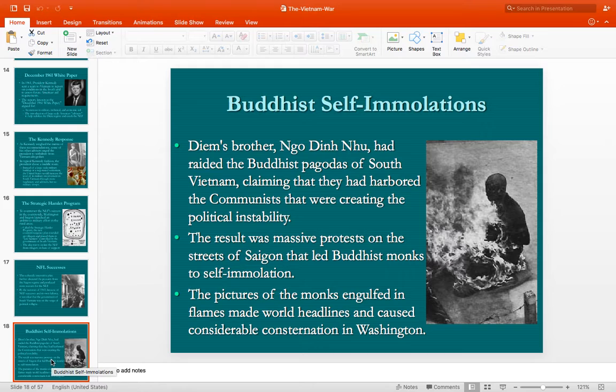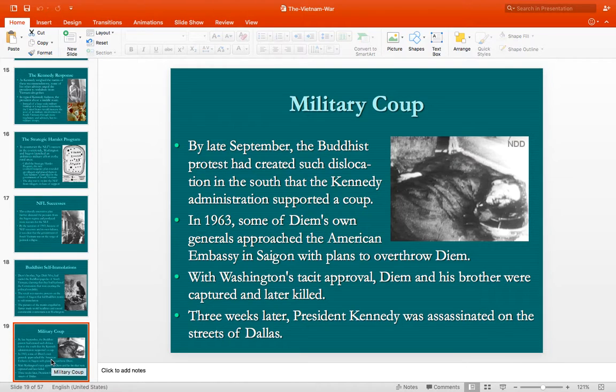As I talked about in class, there were Buddhists who were self-immolating, which means they burned themselves on fire in protest. And they knew that these pictures would make headlines, and they did it in many ways for that reason. In 1963, there's an actual military coup against Diem, where he and his brother are shot and later killed. In an interesting twist of fate, 3 weeks later, President Kennedy was assassinated and shot and killed.